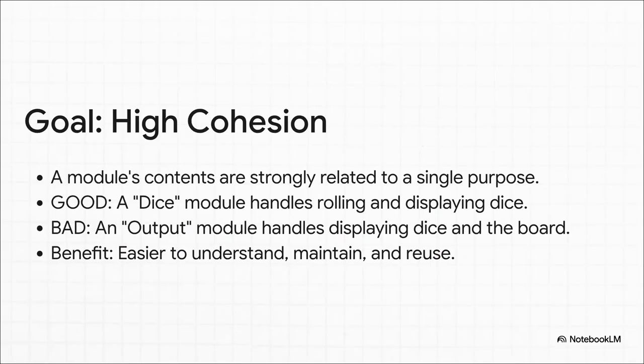So your goal is always high cohesion. You want every module to be an expert at just one thing. For example, a dice module should handle everything related to dice, rolling them, showing the results, whatever. It shouldn't also be in charge of drawing the game board. When modules are this focused, the code is just way easier to understand, fix, and even reuse later.